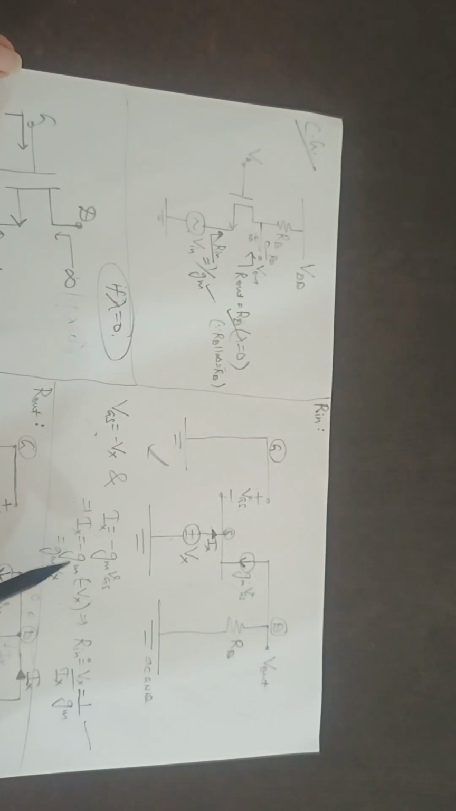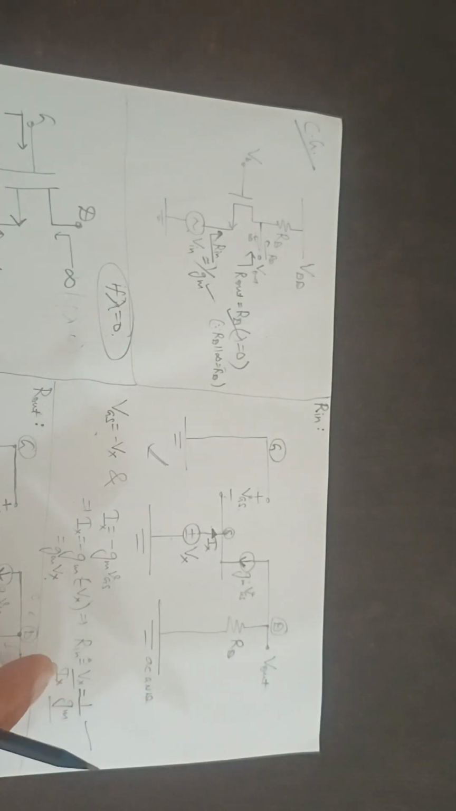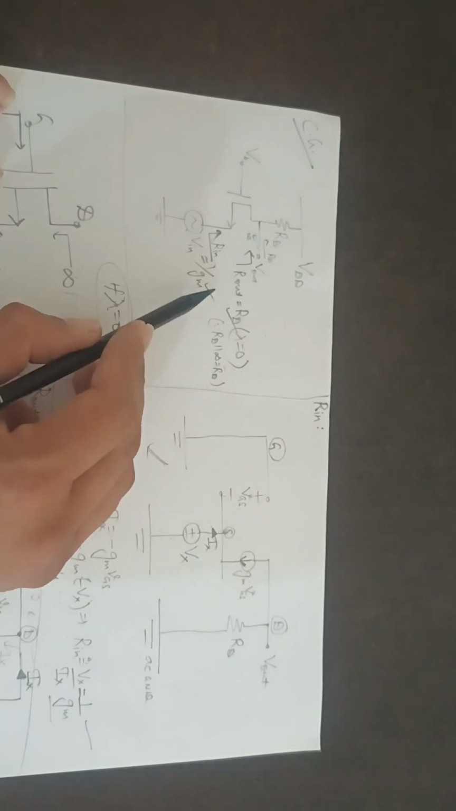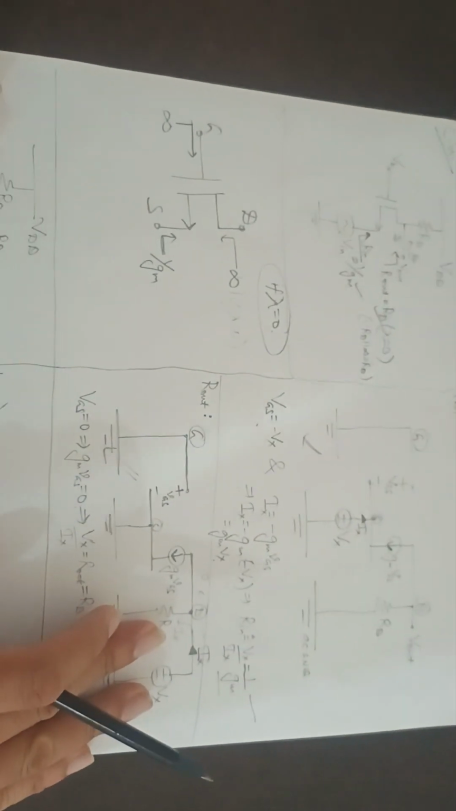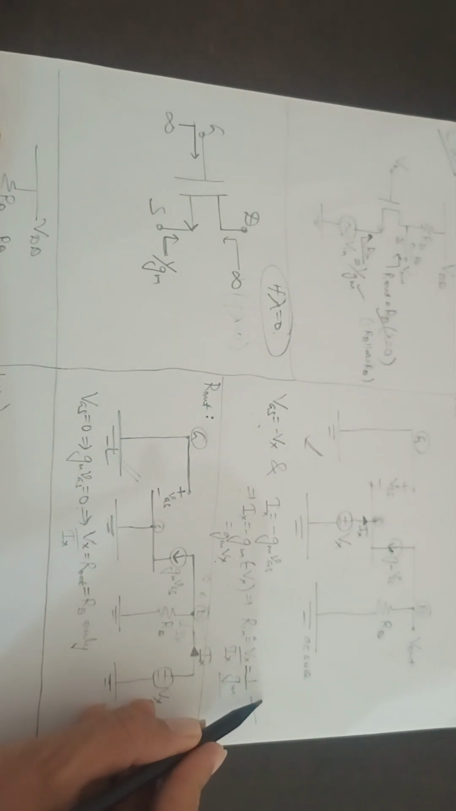Okay, because the minus signs cancel, so Rin, which is Vx upon Ix, is 1 by Gm. So the input resistance of a simple common gate is 1 by Gm. Now 1 by Gm is a very small value, around 50 or 100 ohm, something like that, which is considered very small.